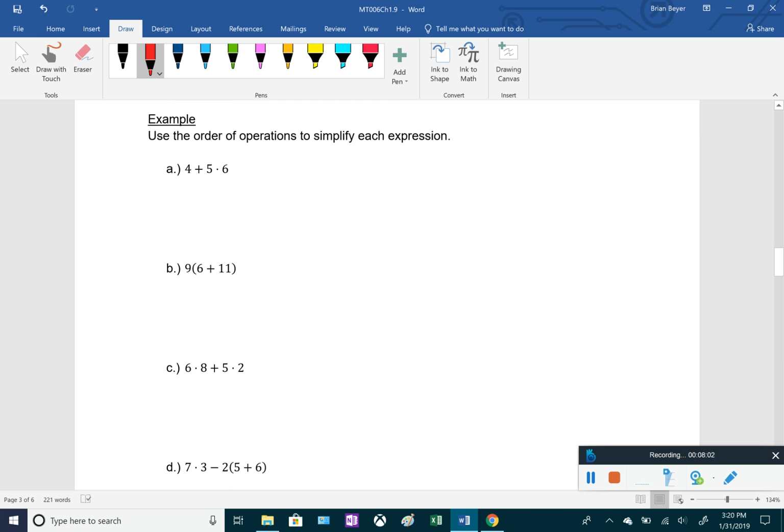Okay, so let's do these examples. Simplify all these expressions here. So 4 plus 5 times 6. Multiplication first before addition. So it's going to be 4 plus 5 times 6, 4 plus 30. And then 4 plus the 30 is 34. If you added first, you would have gotten 4 plus 5 is 9 times the 6 is 54. That would have been incorrect.